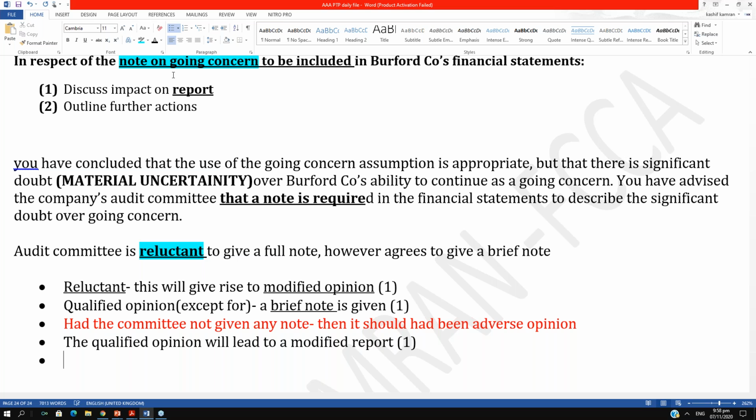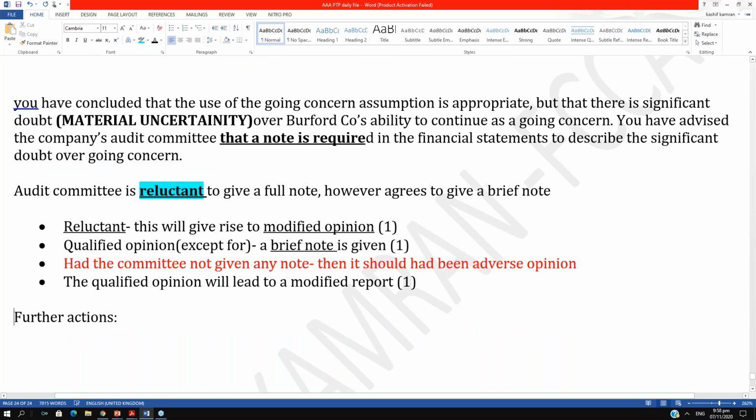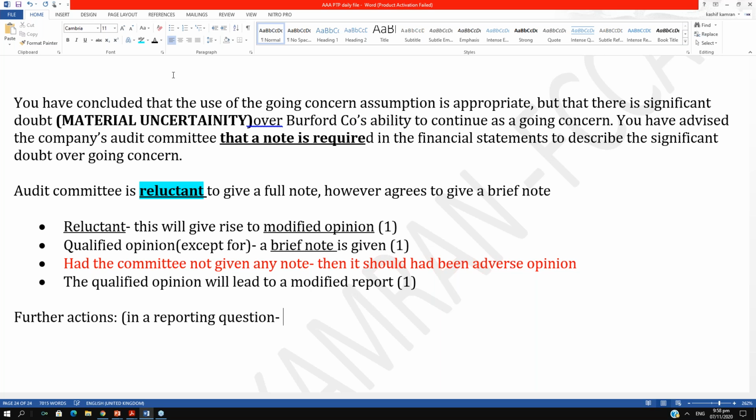Okay, move further. Further actions. What further action should I take? What literally is meant when the examiner asks you for actions? What is the literal meaning of the word action in a reporting question?